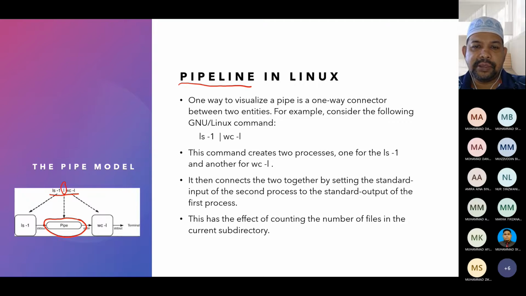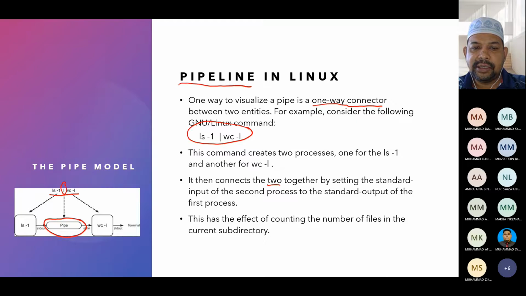One way to visualize a pipe is one way connector, macam pipe lah. Okay, between two entities. For example, this command tadi. This command creates two processes. One for the ls -1 and another for wc -l. Kalau 3 pun boleh, 4 pun boleh, jangan risau. So yang ni kita buat ni 2 je.